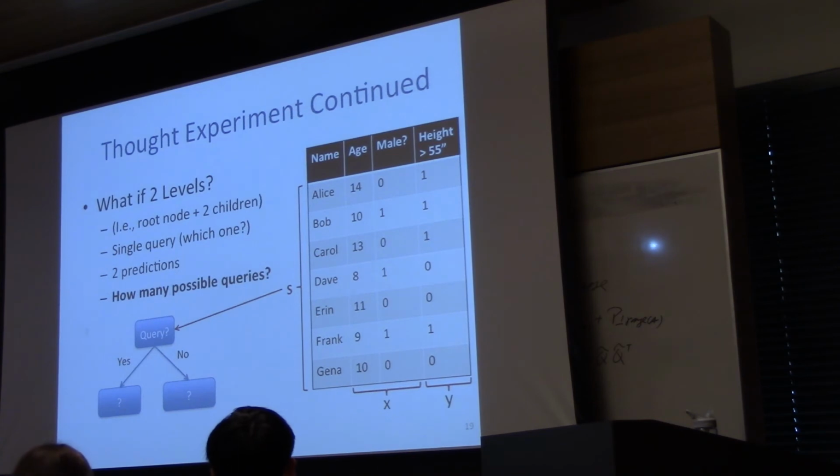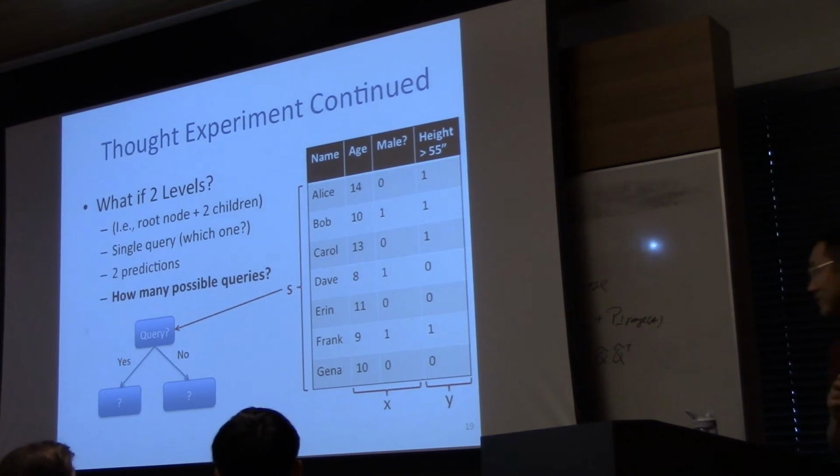Thought experiment continued. What if we have two levels in the tree? So now we have a single branching decision, right? We have a root node and two children with a single query. If we just assume this structure, the key thing here is, what is the query that we should put in this node? That's what we need to figure out from our training set. And then given that query, the predictions of the leaf nodes are just the majority class of the subset of the training data in each partition induced by this query. So basically, you just run through all possible queries, and then you pick the one that has the best accuracy. Right? That's the basic idea.